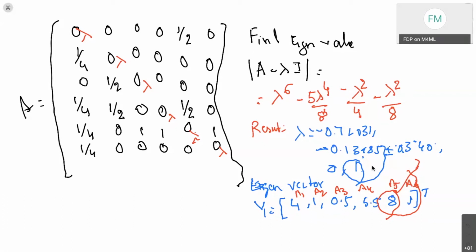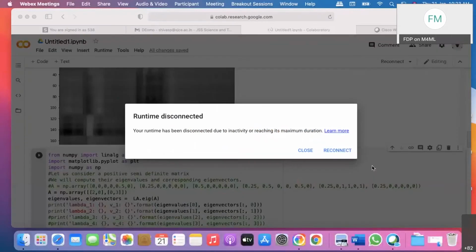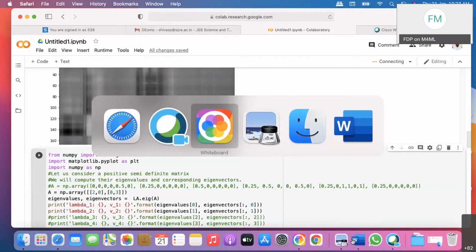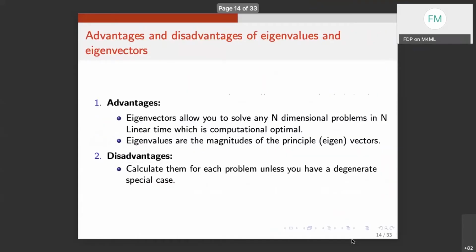Okay, so this particular example demonstrates that by using an eigenvalue and an eigenvector, we can rank these applications and we can rate the top rated applications also, right? Now there are certain advantages as well as disadvantages if you're using eigenvalues, right?